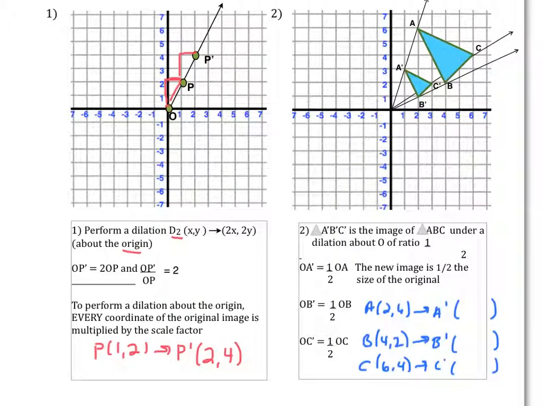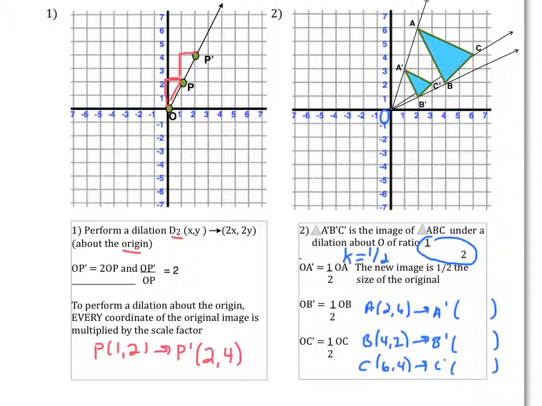In our second example, it says that the triangle A prime, B prime, C prime is the image of triangle ABC under a dilation about O, the origin, with a scale factor of 1/2. It didn't come out so well when it was printed, so this should be a scale factor, or in other words, a K value of 1/2. K is what we use to represent the scale factor. So in this case, it's a reduction. We're shrinking the triangle, making it half the size of the original.